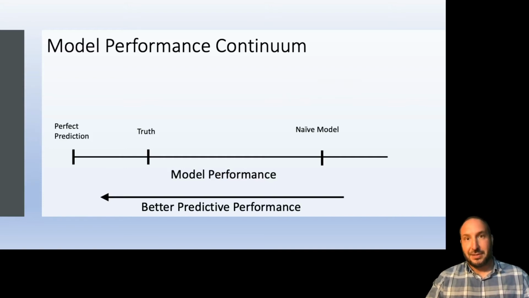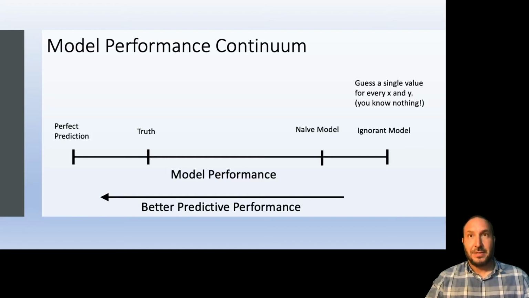Well, what could be worse than that? That sounds pretty bad. What's even worse is what I call the ignorant model, where you're just guessing a single value for every x and every y. You really don't know anything. So you don't know what the problem is. You don't know what 0 represents, what 1 represents. You don't know which is more common. So all you can do is guess 50-50 if it's a binary problem for every single x. So that's kind of the extreme, absurd situation of the worst possible predictive scenario.